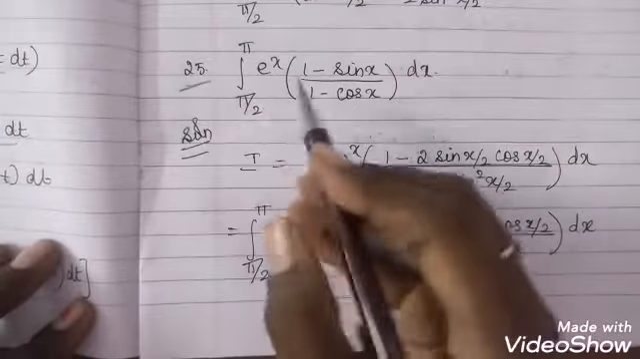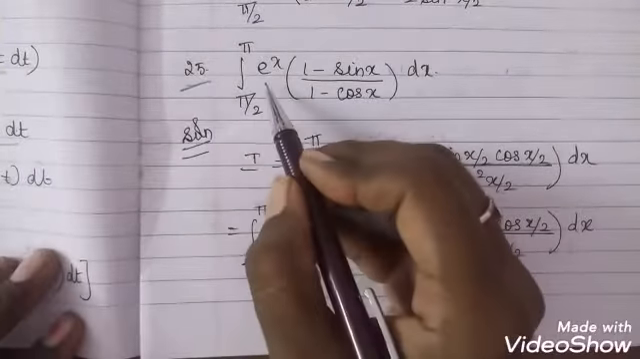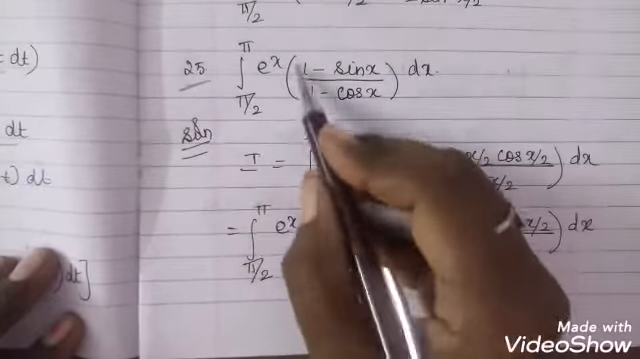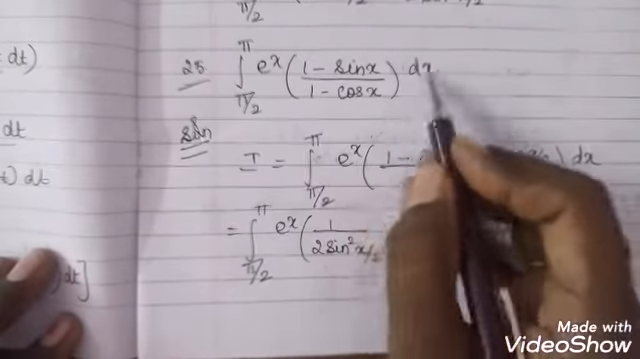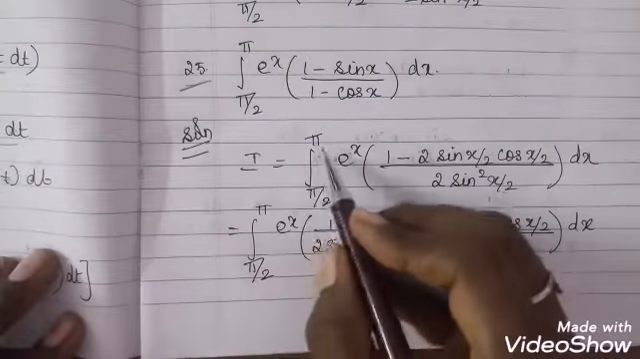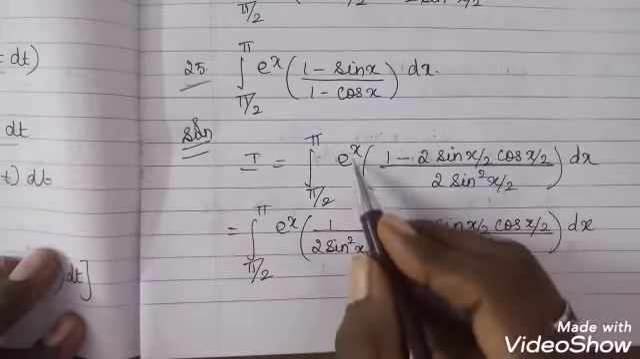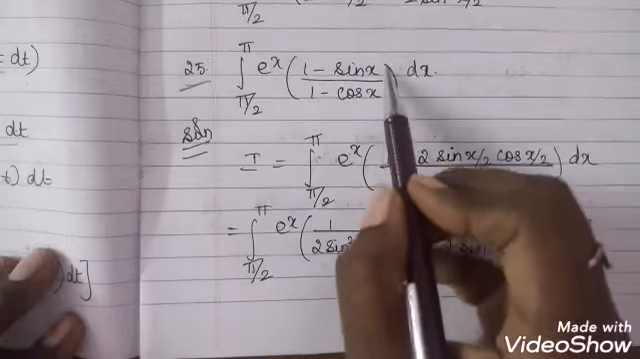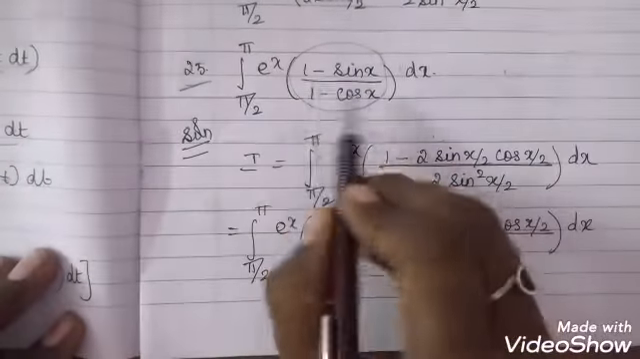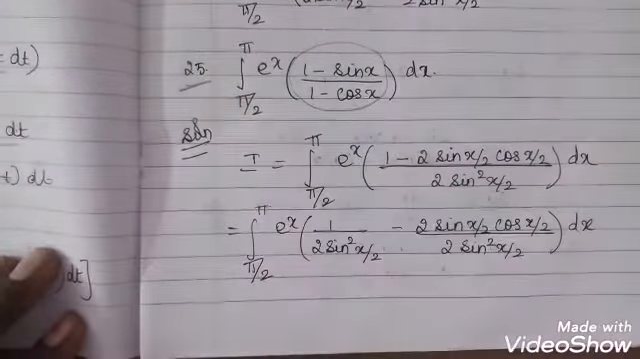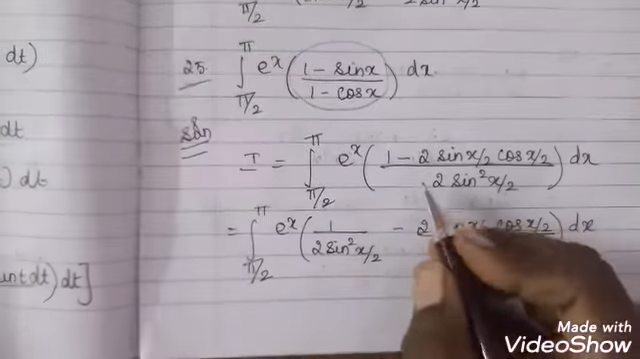The 25th question, integral over pi by 2 to pi e power x into 1 minus sin x by 1 plus cos x dx. I is equal to integral over pi by 2 to pi e power x into, so what is that I'll have to do? Of course you'll have to do it by parts. Before doing it by parts, I'll have to simplify this. When I simplify it, what will I get?